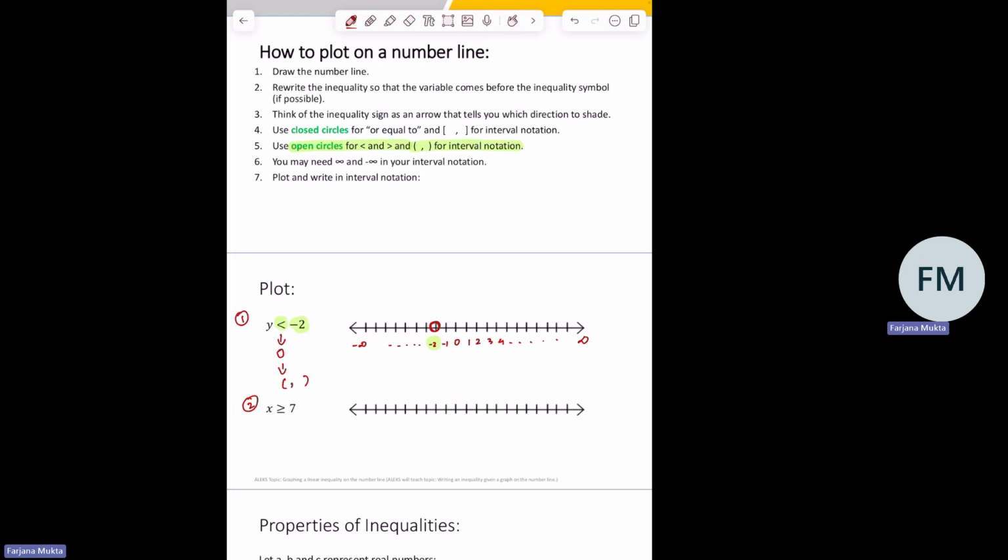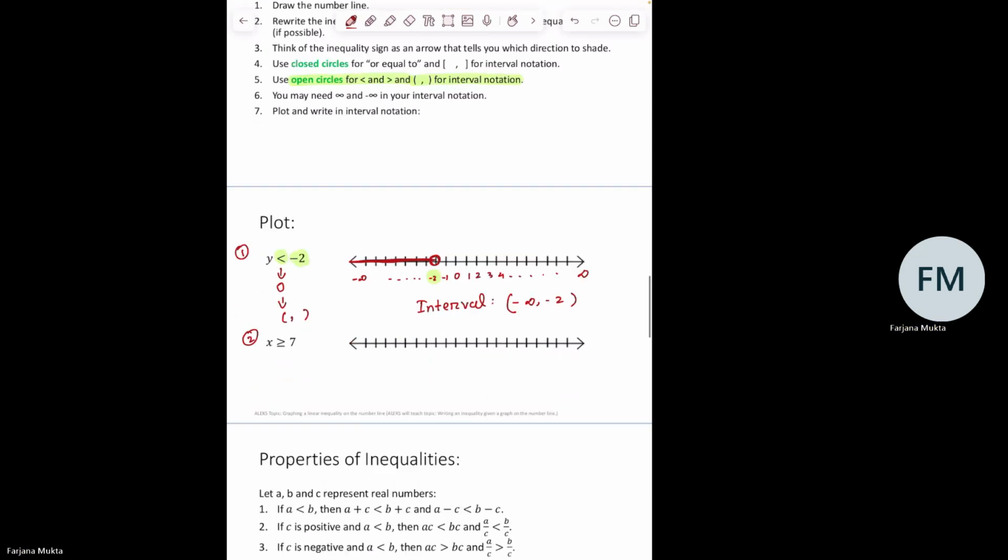And y is all the values less than -2. That means it can be -3, -4, -5, up to negative infinity. So this will be the solution region for our inequality. In terms of interval, we write the interval notation from the lowest to highest. The lowest is -infinity to -2. With the infinity, we always use parentheses. And with the -2 here, since it's strictly less than, parentheses.